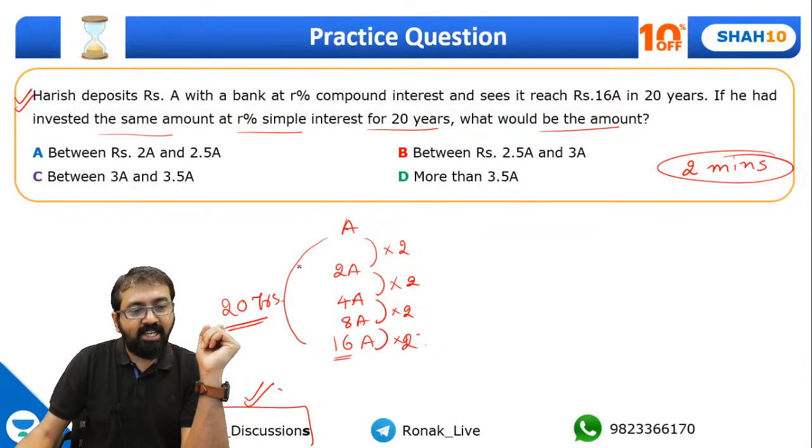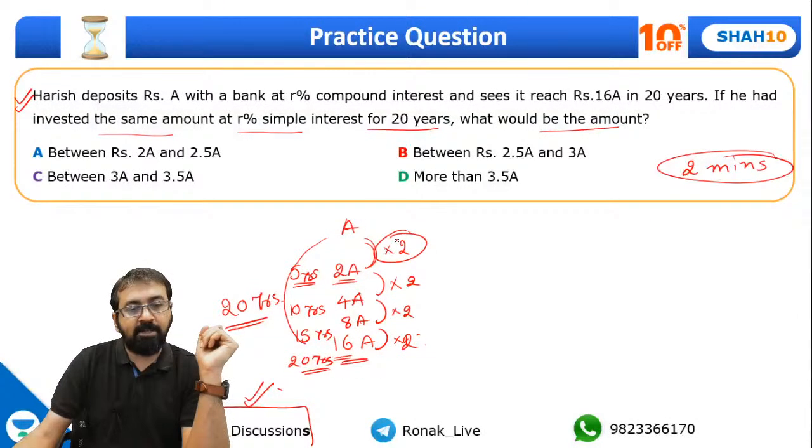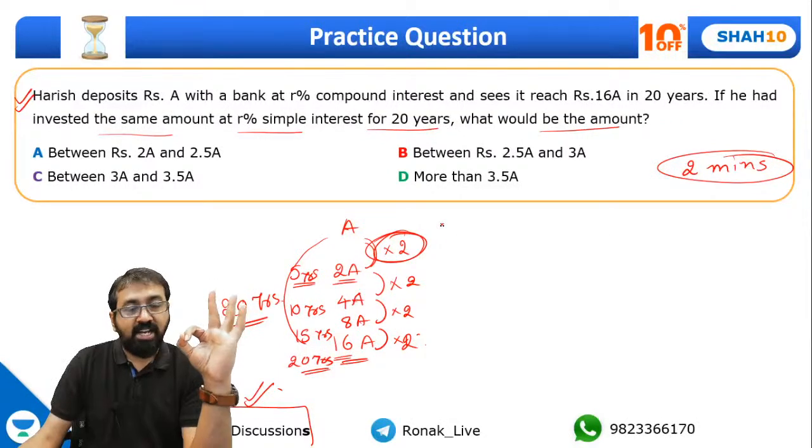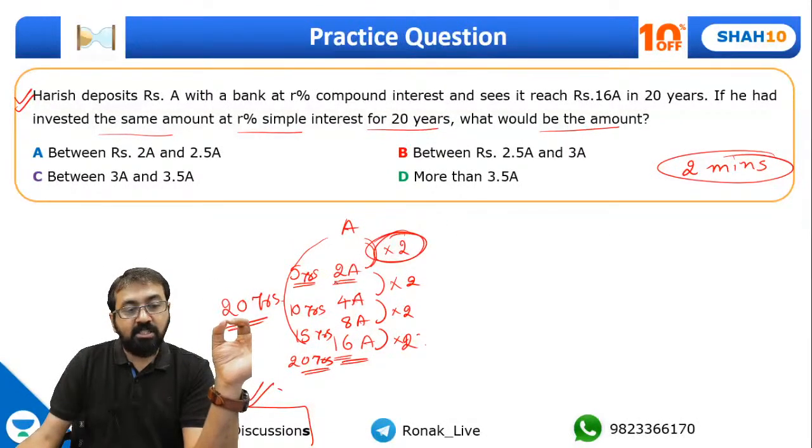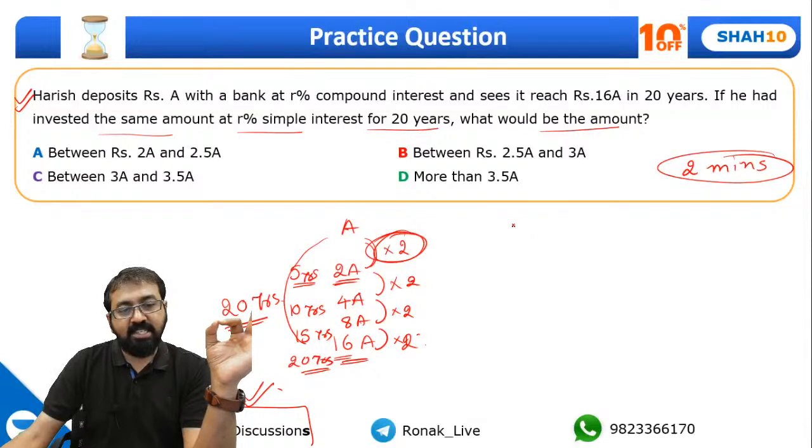So can I say it should be after every 5 years? So in 5 years, it will get multiplied by 2. So after every 5 years, it will keep getting multiplied by 2. So after 20 years, it will become 16A. Are you getting this point? So this multiplying factor should be 2.